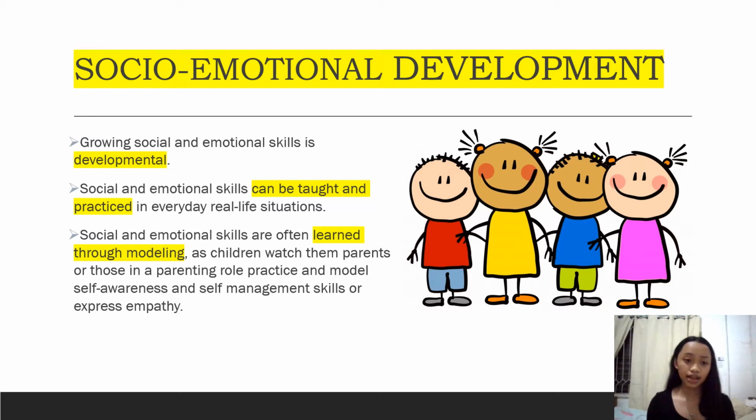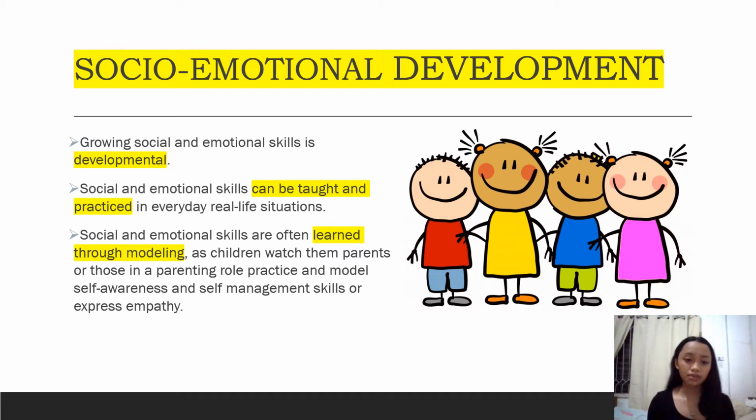Next, social and emotional skills can be taught and practiced in everyday real life situations. Yes, because children learn more from people close to them and the people who most influence them every day, for example, peers, families, and other close friends.